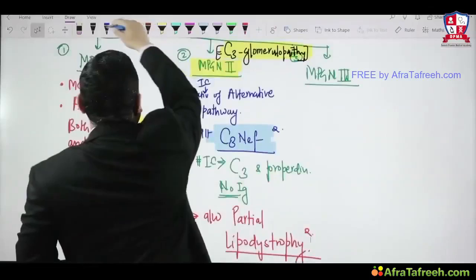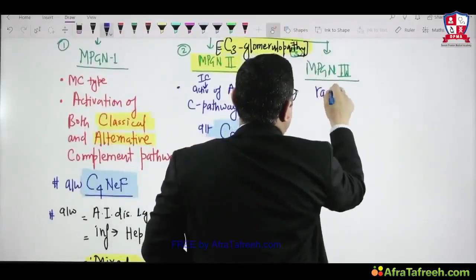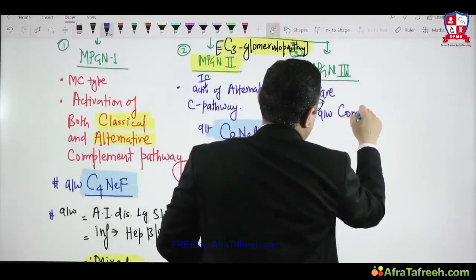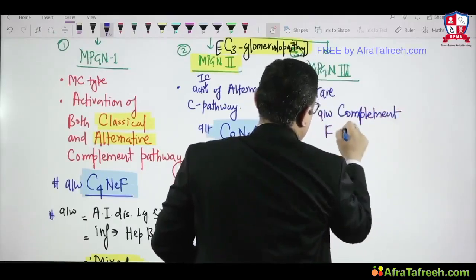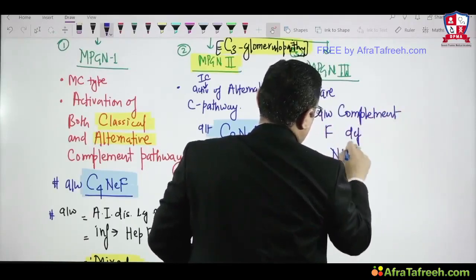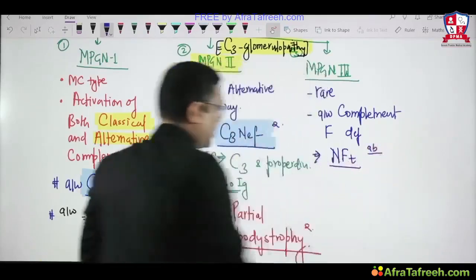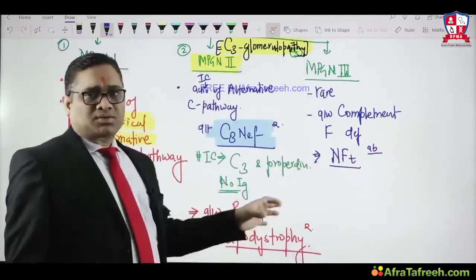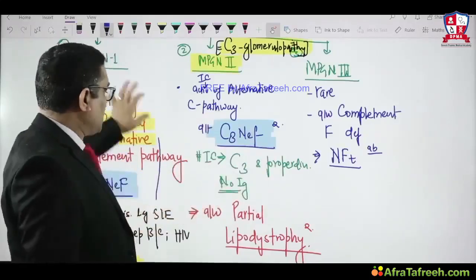MPGN 3 is a very rare subtype. Remember, it's a rare subtype, and it is associated with complement factor deficiency. And they will be having NeF, nephritic factor for the terminal pathway type of nephritic antibodies, right? So nephritic factor terminal pathway type of antibodies will be associated with MPGN type 3, right? So now we have seen MPGN type 1, type 2, type 3.